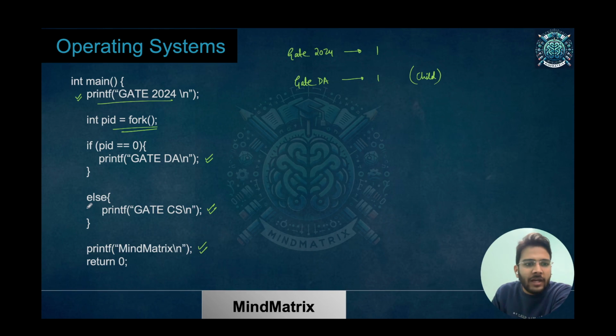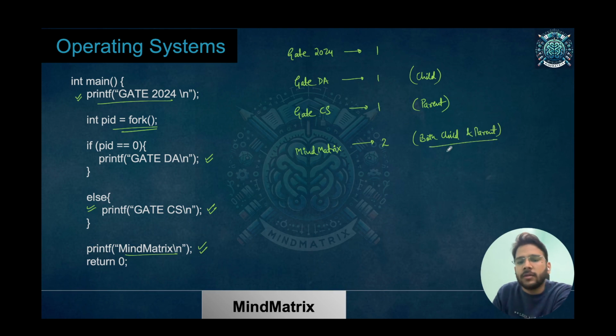Correct? The else statement will be true for the parent process, because the PID value of the parent is non-zero. So it is going to print GATE CS once, and this is printed by the parent process. Clear? Then what about this MindMatrix? This is outside the else, so this printf MindMatrix will be printed by both the child and the parent process. So we can say twice. Both child and parent process will be printing it.